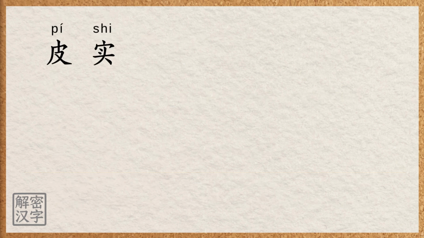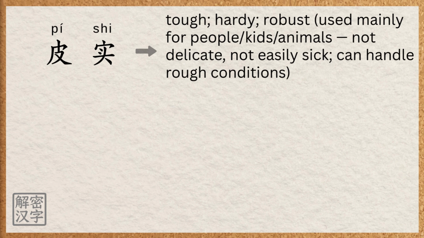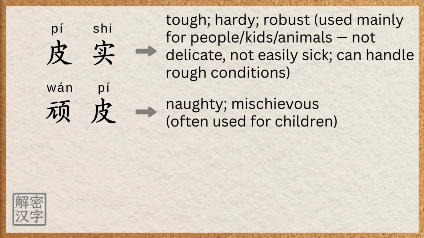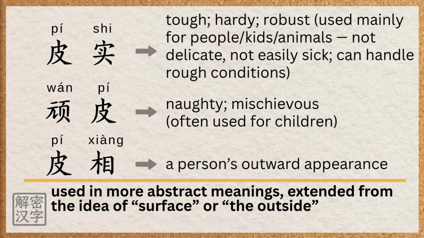皮实 means tough, hardy, robust, used mainly for people, kids, or animals, not delicate, not easily sick, can handle rough conditions. 顽皮 means naughty, mischievous, often used for children. 皮相 means a person's outward appearance. Here, 皮 is used in more abstract meanings, extended from the idea of surface or the outside.